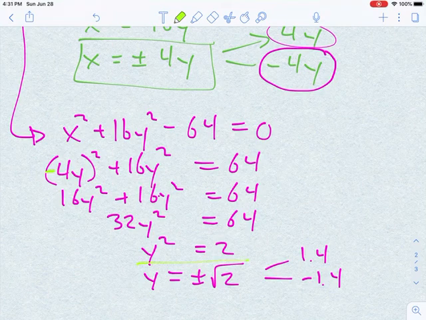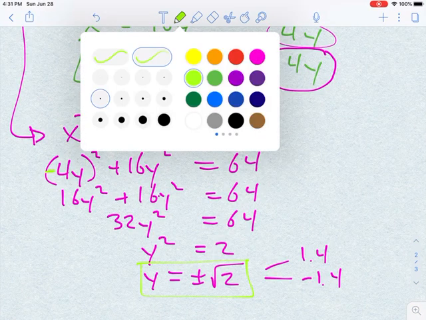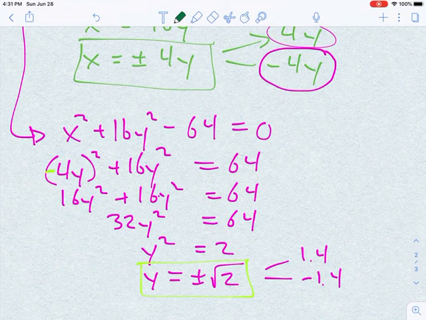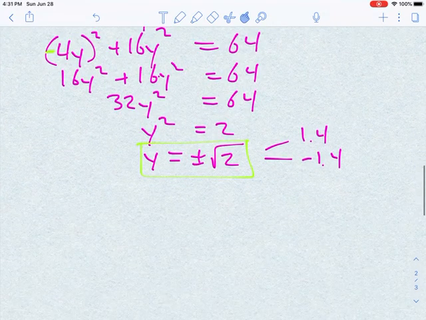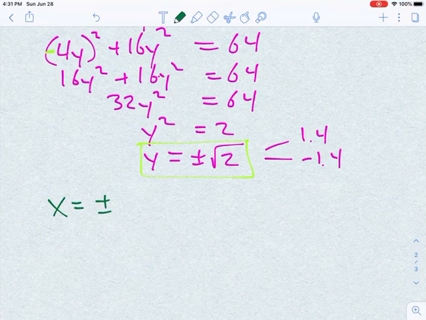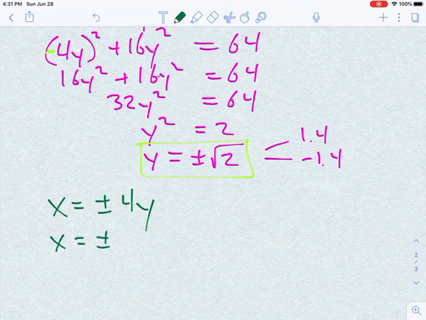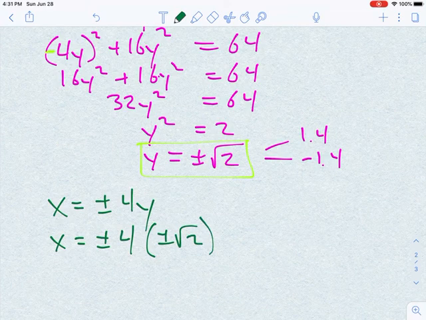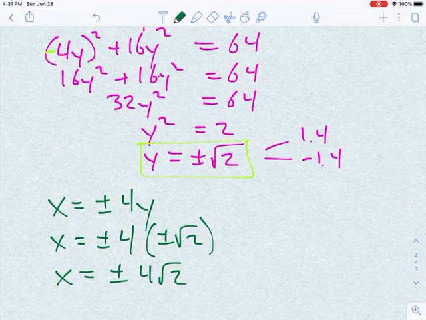So now that we know what y is, let's go with darker green. We need to go back to what our x is equal to: plus or minus 4y. So we have x is equal to plus or minus 4 times plus or minus radical 2. Well, the plus or minuses are going to give us a bunch of plus or minuses. So x is equal to plus or minus 4 radical 2. And 4 radical 2 is going to end up being equal to 5.65.